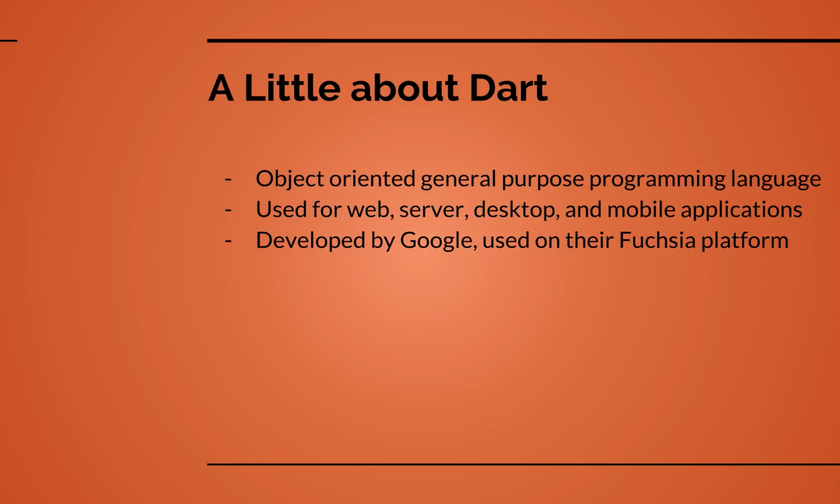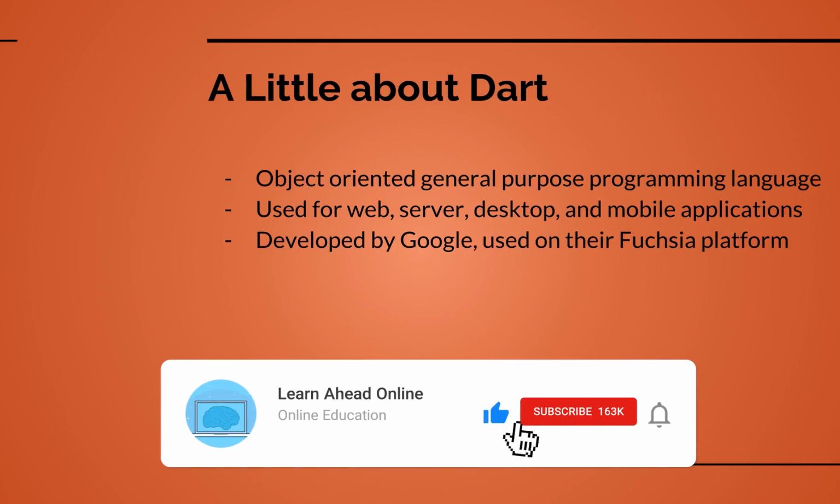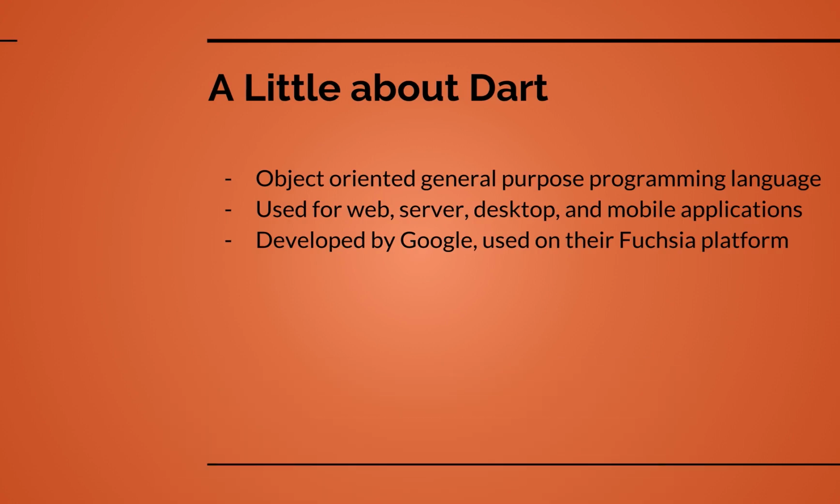Now, just a little about Dart before we get started. Dart is an object-oriented, general-purpose programming language. So if you're used to object-oriented languages such as Swift or Java, then transitioning to Dart will be a breeze for you guys. Dart is used for web, server, desktop, and mobile applications, so it has a wide variety of applications. The Dart language itself was developed by Google. I think it was released in about 2011, and is the primary language used on their Fuchsia platform. I don't think the Fuchsia platform has been released yet.